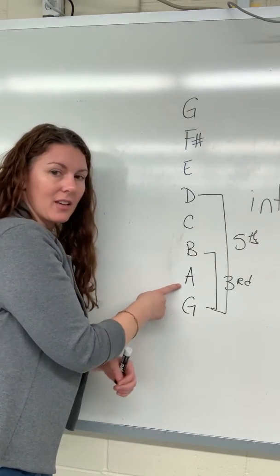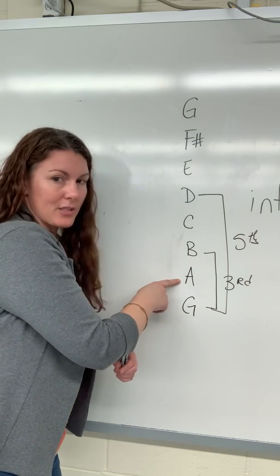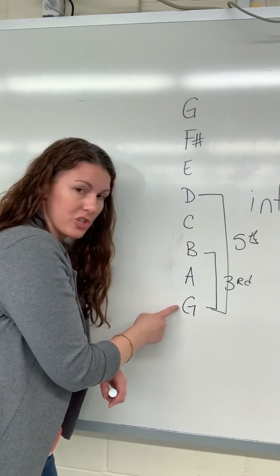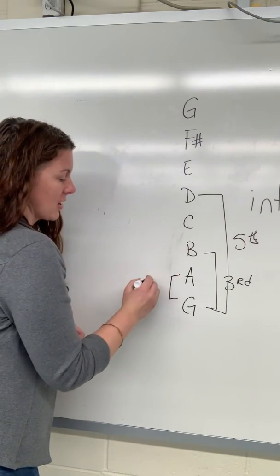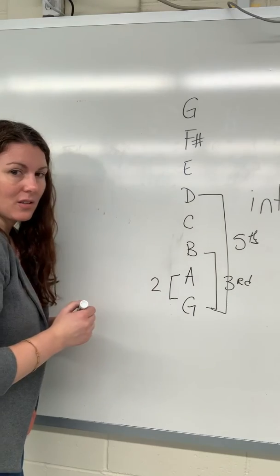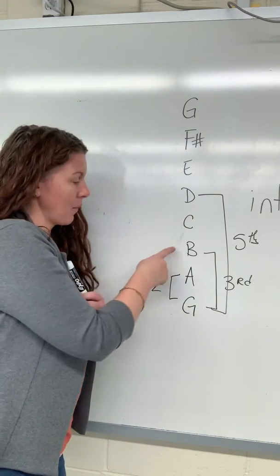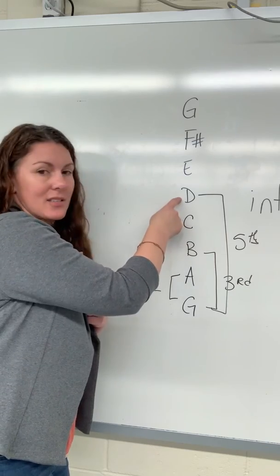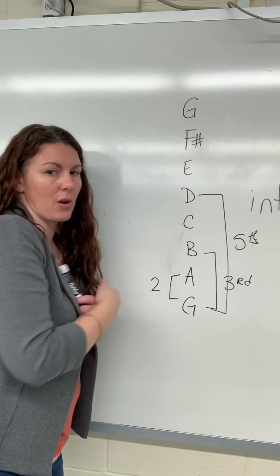G to A. This is the one that throws most people. And the reason why it's tricky is because you have to count G as 1 and A as 2. So the distance between G to A is what we call a second. Any notes that are right next to each other are known as a second. So B to C is a second, C to D is a second, B to A is a second. You can have intervals going up and intervals going down.